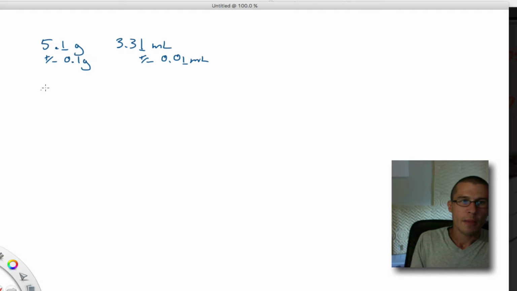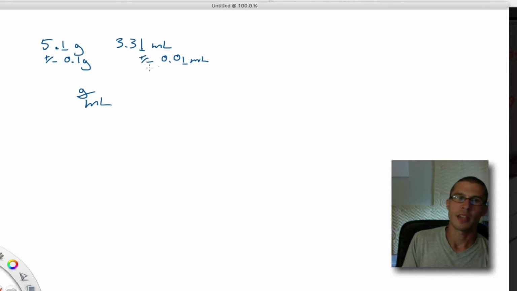So density is grams divided by milliliters. And if you didn't know that, that's okay. We're going to cover that shortly. But I'm just using this as an example to show division with different units here. So don't worry that you don't know that density is grams over milliliters yet. That's not a big deal.